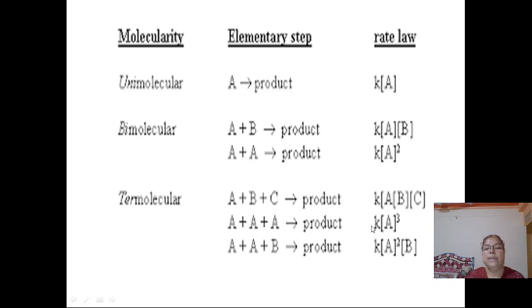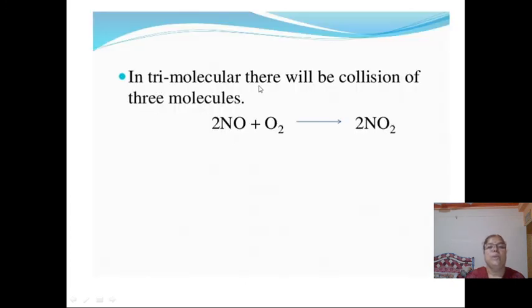In this case rate equals K[A]³, because we have three molecules of the same species. Therefore concentration is raised to 3. And here we have two A molecules and one B. Therefore rate equals K[A]²[B]. Okay. So in a termolecular reaction there will be collision of three molecules.